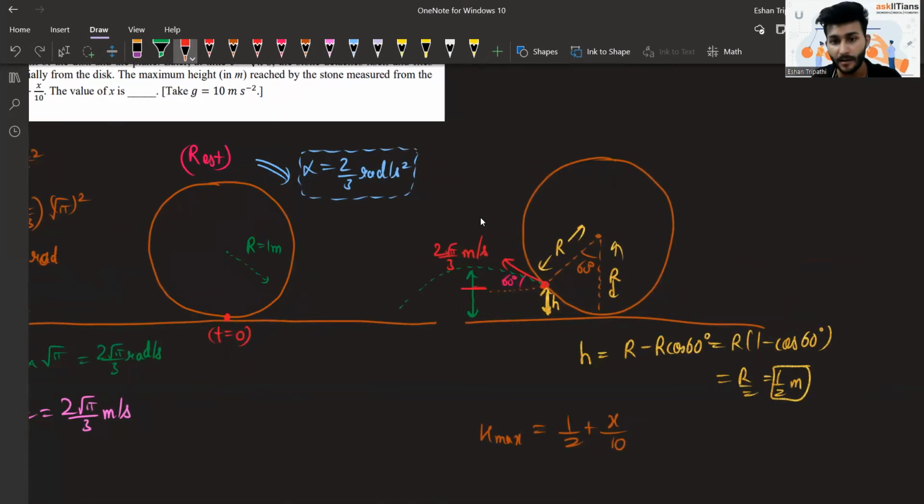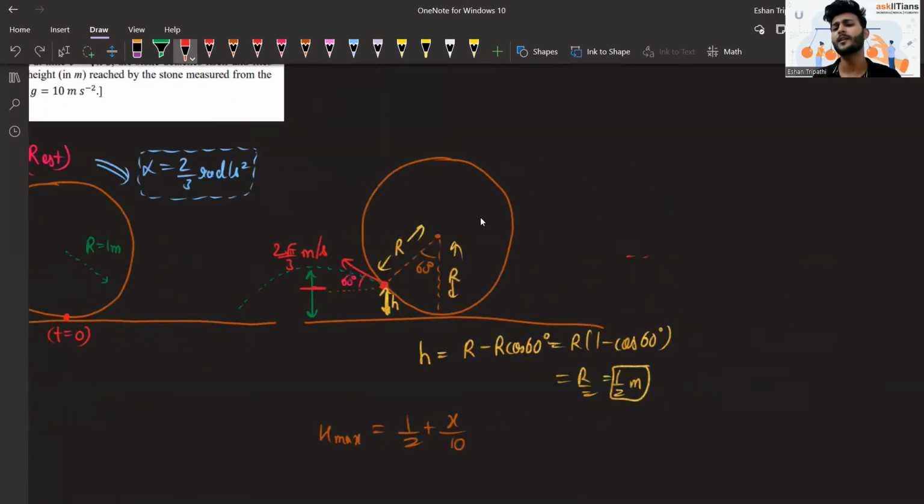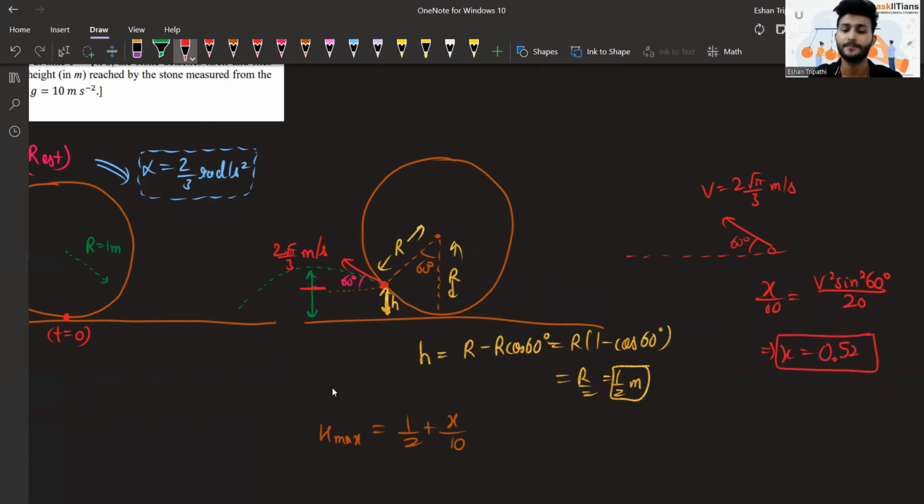Like from here onwards, what is this height? So it's basically a question of normal projectile. It's given that the initial speed with which the object is thrown is 2 root pi by 3 meters per second. It is thrown at an angle of 60 degrees. We are supposed to find maximum height. So that h max, the maximum height up to which it reaches, which is x by 10 in our case, is going to be, we'll use that formula, v square sine square 60 degree divided by 2 into g. I'll assume g to be 10, which we generally do. So guys, when you calculate it, it will turn out to be 0.52. You will get that the value is 0.52 as x.